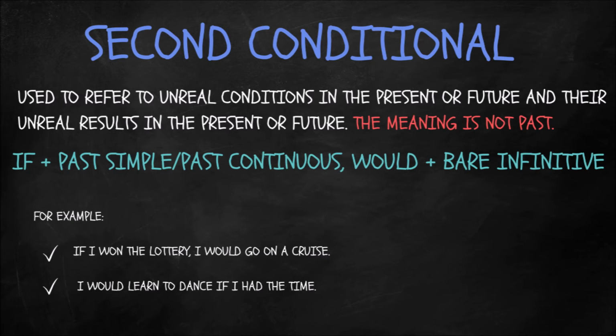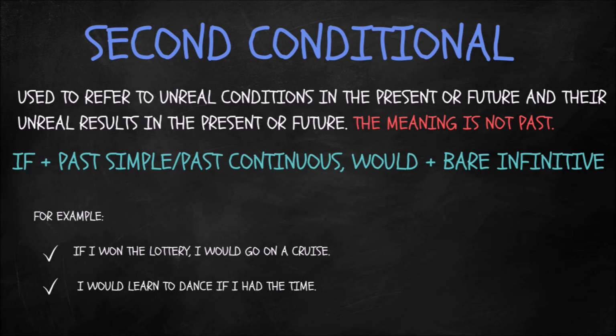So we use if with the past simple or the past continuous in the condition clause. And then in the result clause, you are going to use would and the bare infinitive. Okay, for example, if I won the lottery, I would go on a cruise. I would learn to dance if I had the time. And again, you can see it's perfectly fine to invert the clauses.